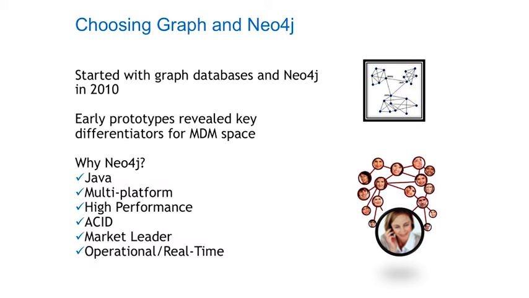It supports multiple platforms, which we also have a need to support, various flavors of Unix and Linux and Windows. Very high performance. Supports ACID control over transactions, operational and real-time, very strong support there. And the very clear market leader at that time, and that still remains the case today. If you look at the statistics that are gathered about the graph market, it's not even close in terms of market share when you compare Neo4j to a number of others. So those were some of the reasons that we wound up focusing on and choosing Neo4j.